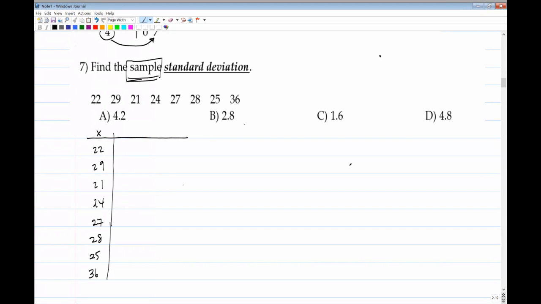How can we find the mean? We can add them all and divide by n, where the sum is the sum of x. So to find the mean, it's the sum of x over n. What's the sum of x? Those are your x. Go ahead and add them. You add on the calculator 22 plus 29 plus 21, and so on, so you end up with 158.